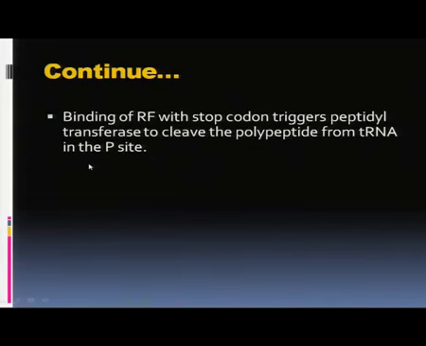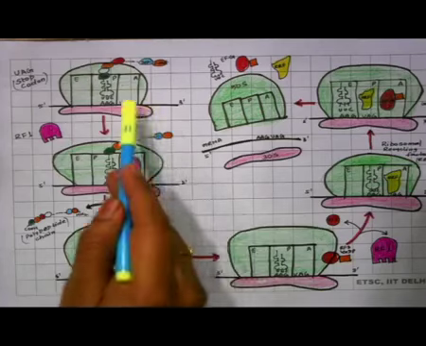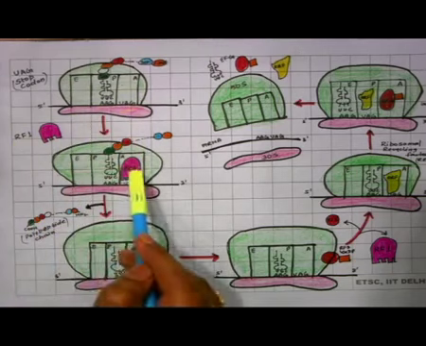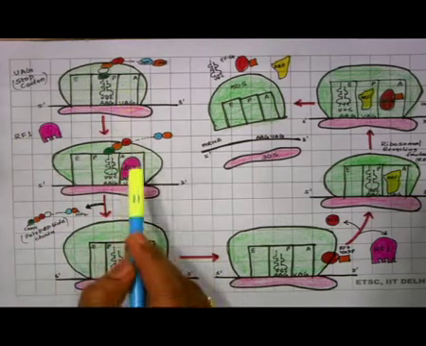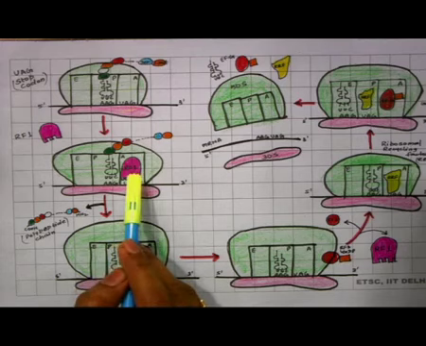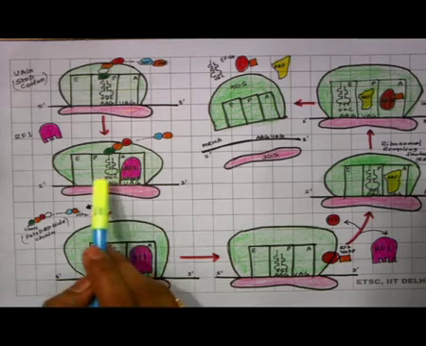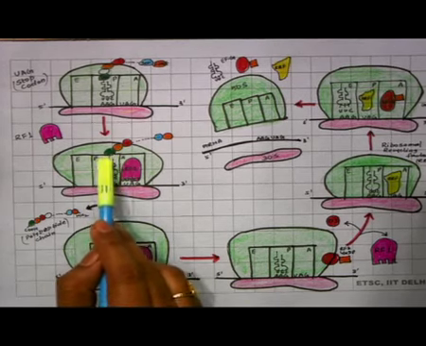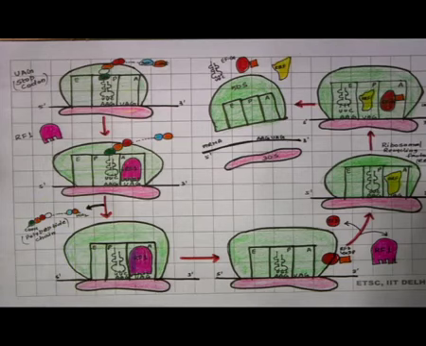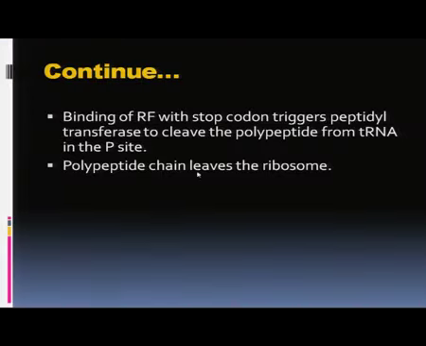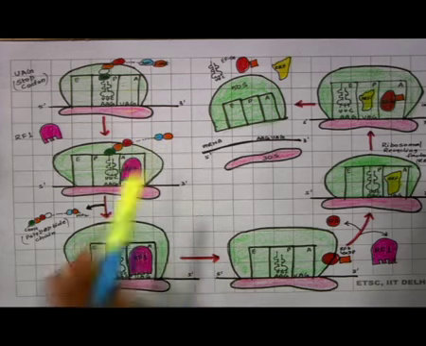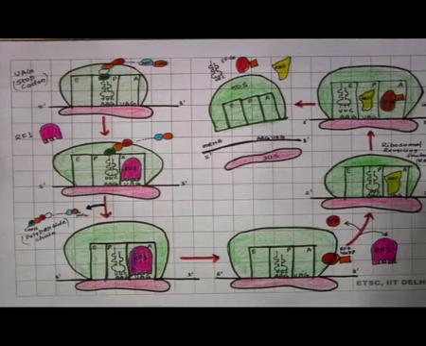You can see the polypeptide chain is there in the P site. When the ribosome reaches the stop codon, the release factor will bind at this A site, and after the binding of the release factor, it will trigger the peptidyl transferase to release this polypeptide chain from the P site. Next, the polypeptide chain leaves the ribosome. When peptidyl transferase removes the polypeptide chain from the P site, it will leave the whole ribosome and reach the cytoplasm.